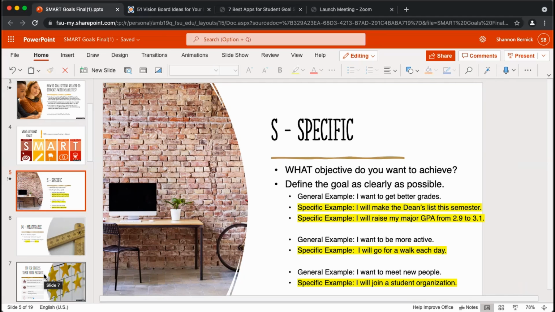Another general example related to self care is I want to be more active. Again, this is a great goal to set. It can help mediate a lot of symptoms of various disabilities, but we want to make that more specific. So maybe we will say something like, I will go for a walk each day. And then finally, related to social interaction, a general example would be, I want to meet new people. We could make that more specific by saying, I will join a student organization, because we know that's a great way, especially here on campus, to meet new people and increase your social activity.